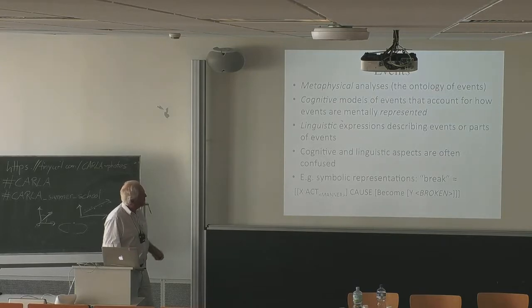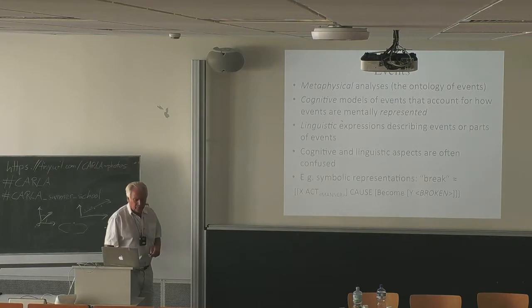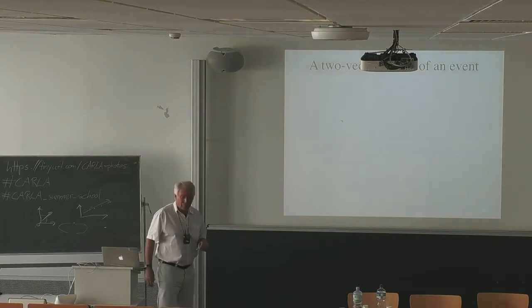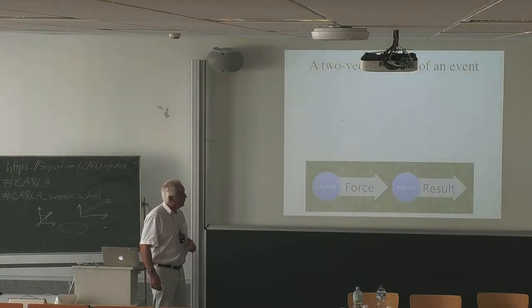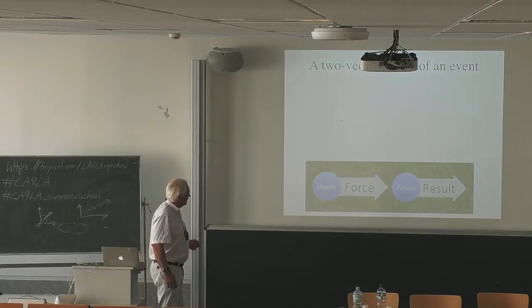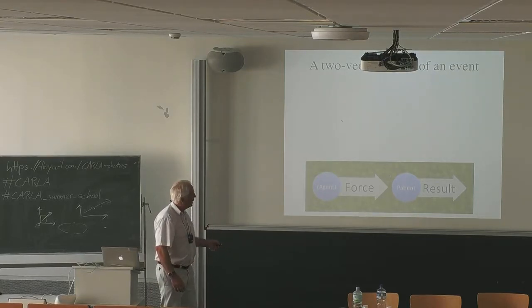I want to get out of this kind of symbolic representation of breaking. So together with Massimo Vaglio, I developed a two-vector model of an event. And the model is very simple. It looks like this. There is an agent, not always obligatory, who exerts a force, who does something to a patient, another object.